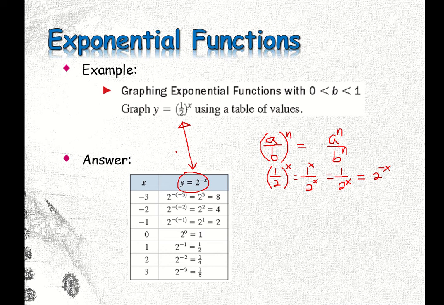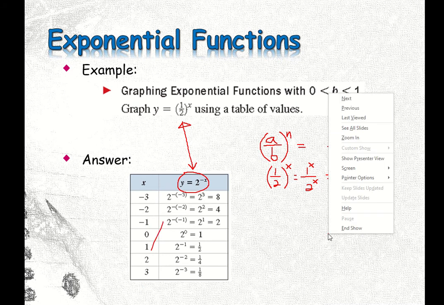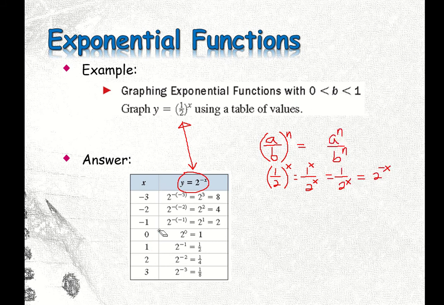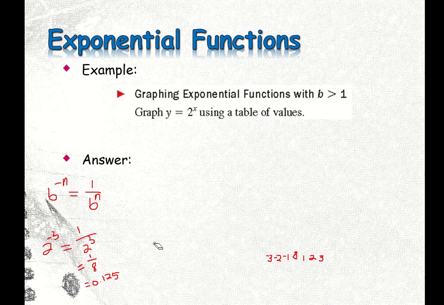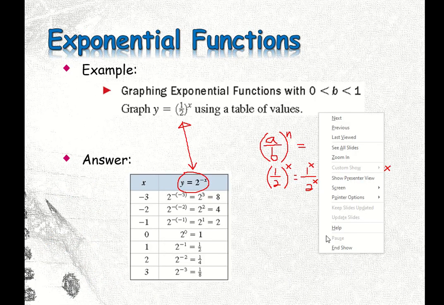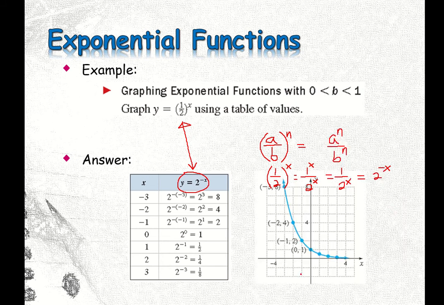Substituting the values for x, we have the same assumptions here. Our x is minus 3, minus 2, minus 1, 0, 1, 2, 3. And when you substitute the values for x, then you'll get the value for y. Now plotting the points, so we have it here. Okay, so this is the result.